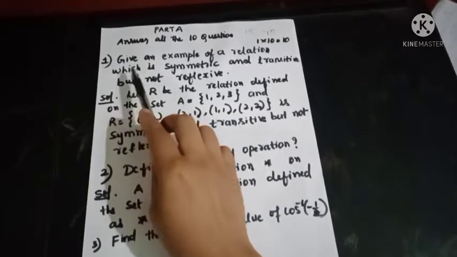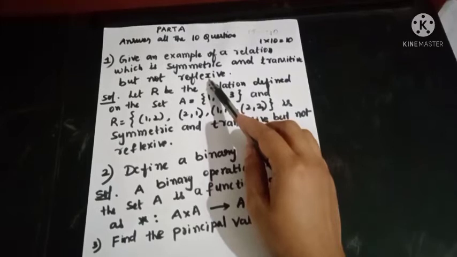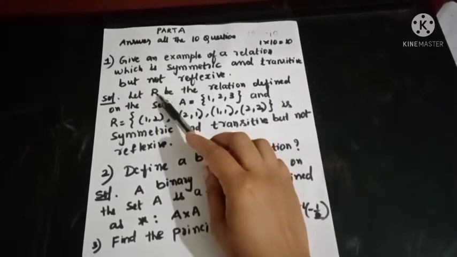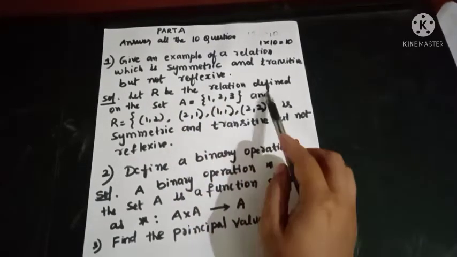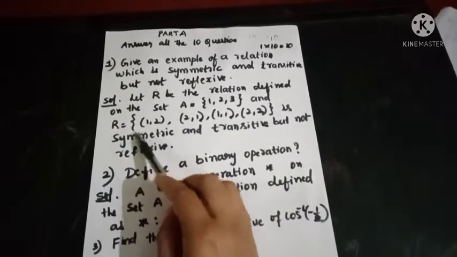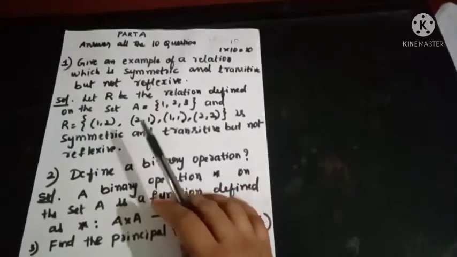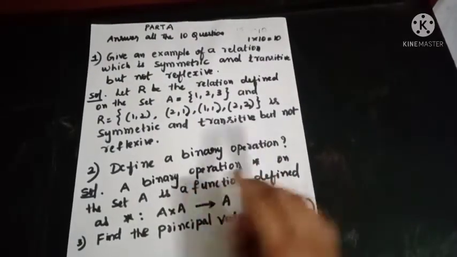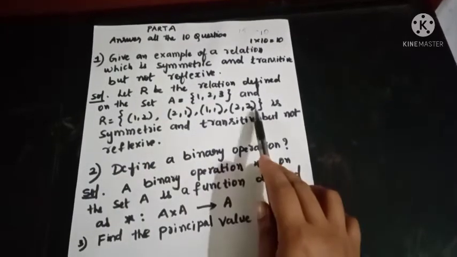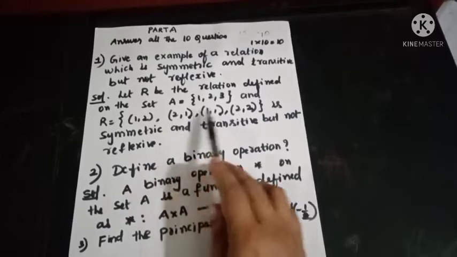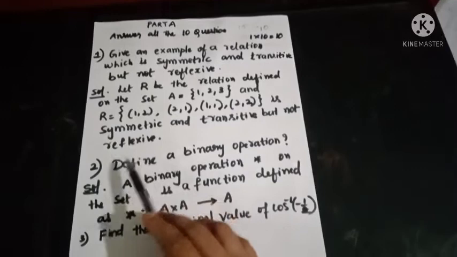So the first question is, give an example of a relation which is symmetric and transitive but not reflexive. So R will be a relation defined on the set {1, 2, 3}, and it's defined as R = {(1,2), (2,1), (1,1), (2,2)}. This relation is symmetric and transitive, but it is not a reflexive relation.